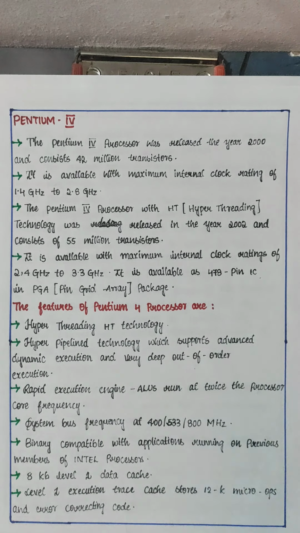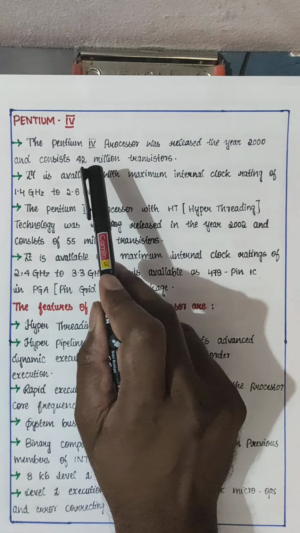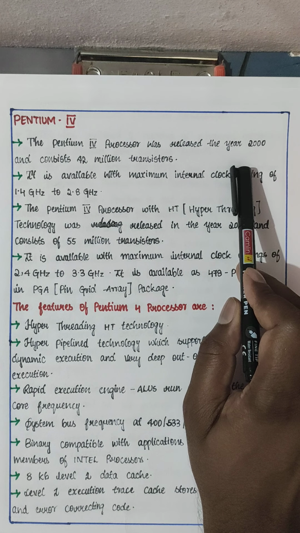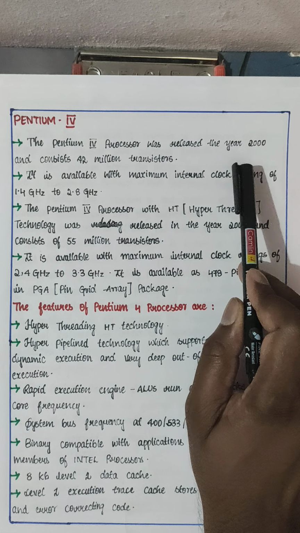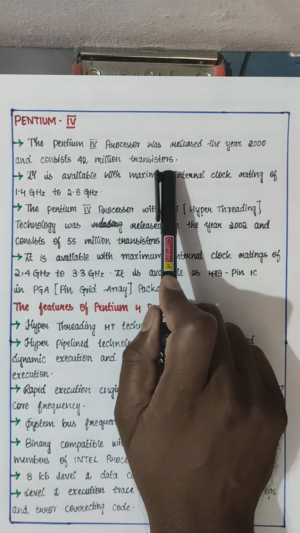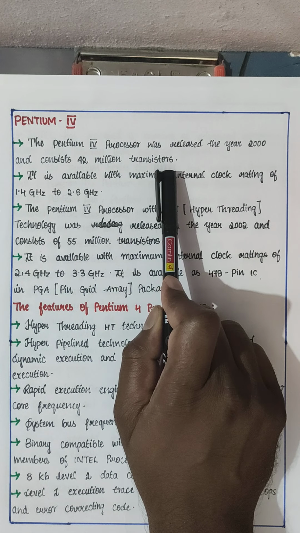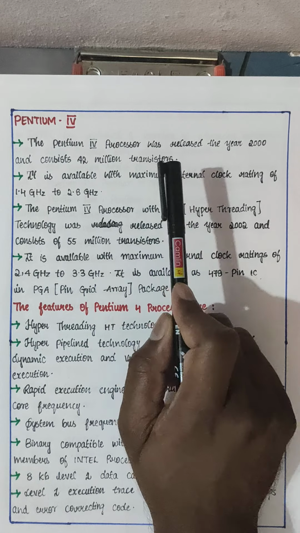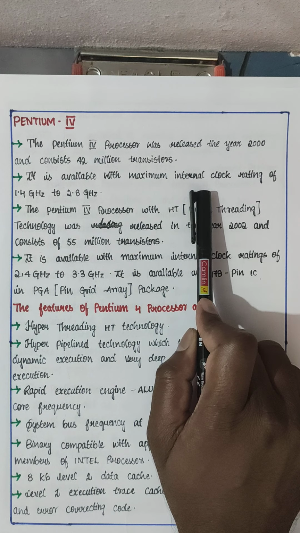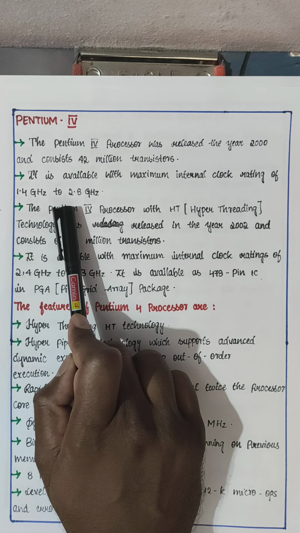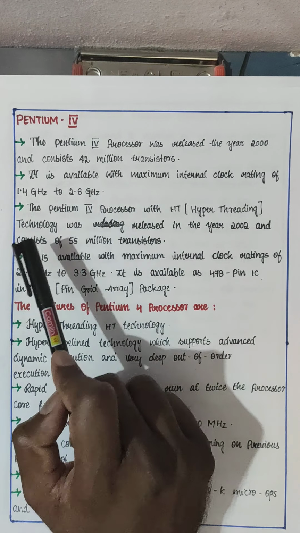We'll see Pentium 4 in brief. The Pentium 4 processor was released in the year 2000, whereas Pentium 3 was released in 1999, and a lot of difference is there. It consists of 42 million transistors, whereas Pentium 3 has 9.5 million transistors. A drastic development. It was available with a maximum internal clock rating of 1.4 gigahertz to 2.8 gigahertz, which is also a great improvement compared to the previous processor.